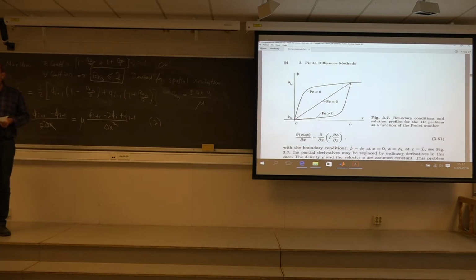Everybody with me so far? So what will be the result here? You have to use very small delta x's. You have to use a lot of cells, and then you blow the memory on your computer. That's too bad.